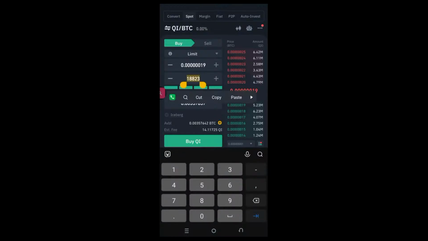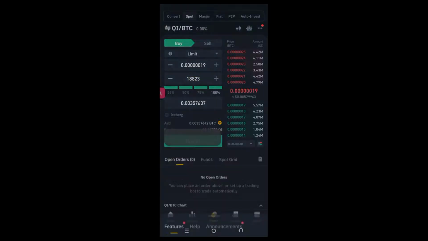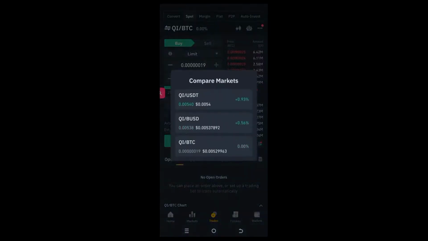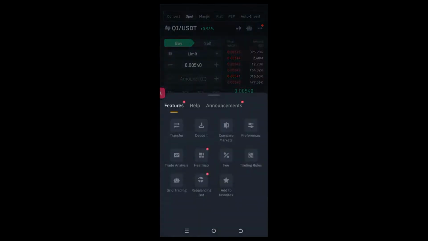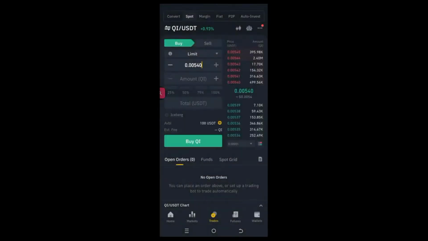Let's copy that, then go to compare markets and click on USDT. If I try to sell, what would I get? Let's see what profit I make. Okay, same amount, 1.6%. That's $1.64. So let's just go with this, right? Let's go back and see whether, if we buy QI BTC, we will be able to make this. So let's go ahead and try it out.